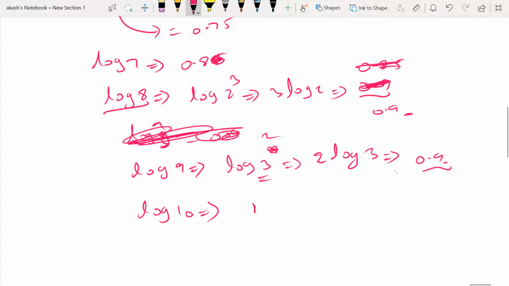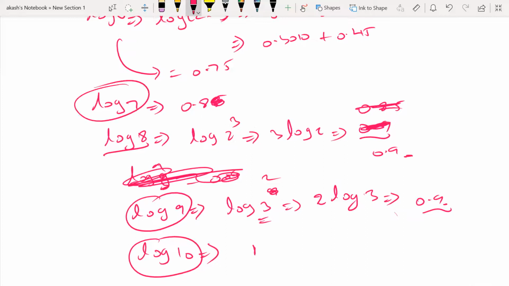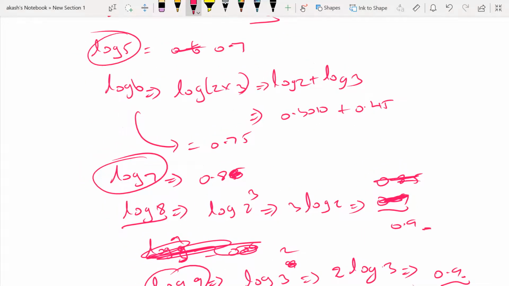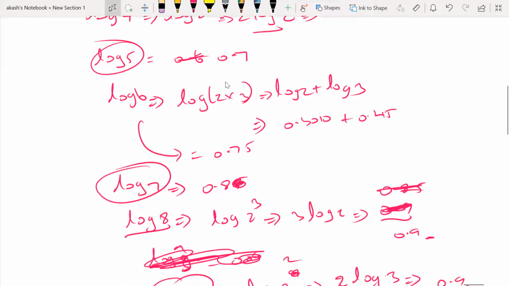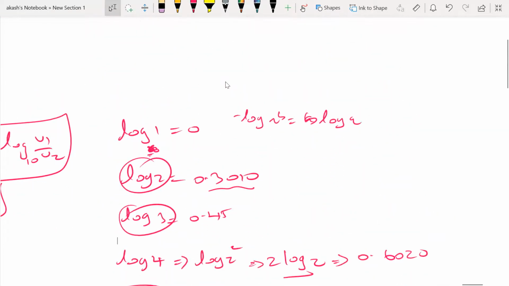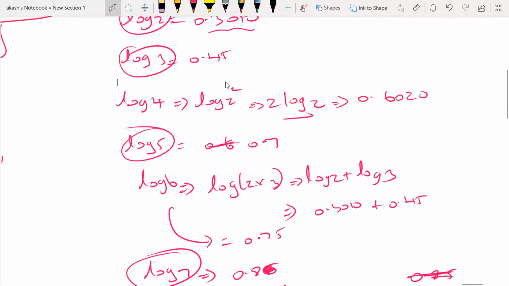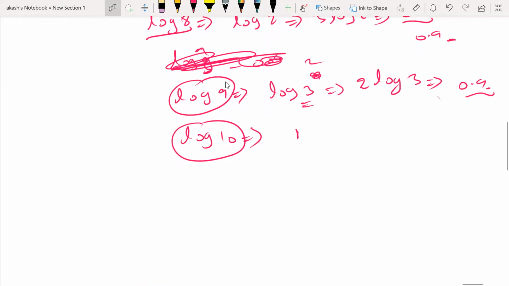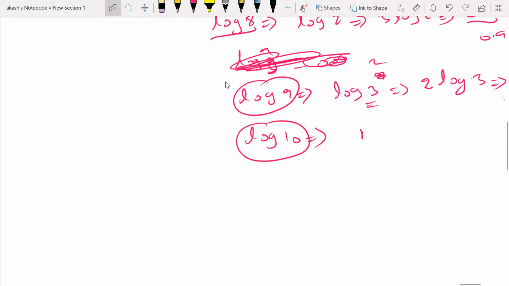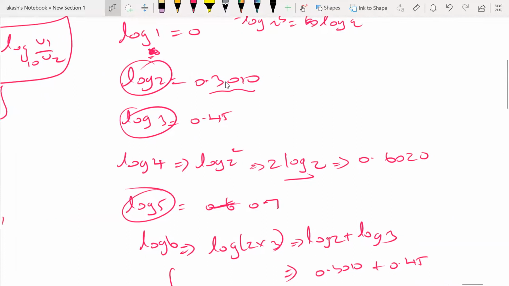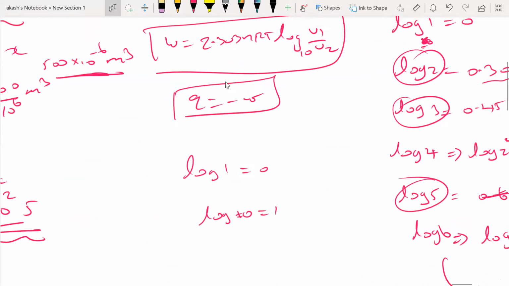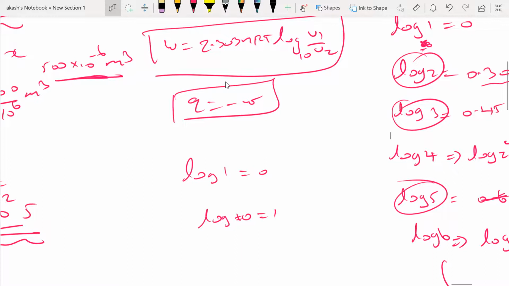So what log values do you have to remember? Log 9, log 10, log 7, log 5, log 2, log 3 and log 1. Other things can be derived. So log 1 is 0, log 2 is 0.3010, and importantly log 10 is 1. I think now you can do the problem without any issues.